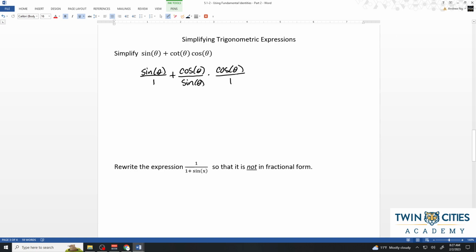Okay, how does this help us out? Well, let's multiply this through. So this will be sine of theta over 1 plus top times top. So cosine times cosine will give me cosine squared of theta over sine times 1 is sine.